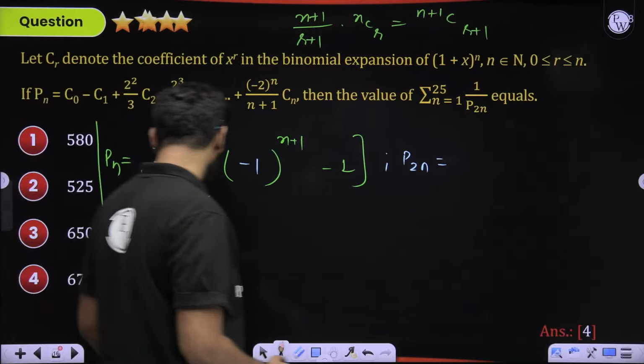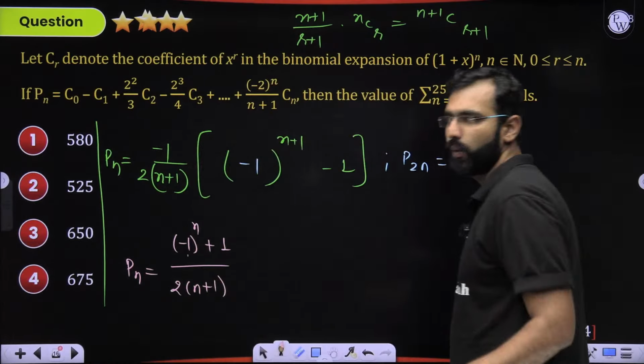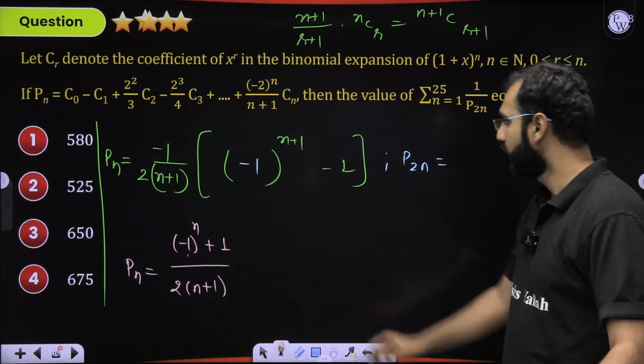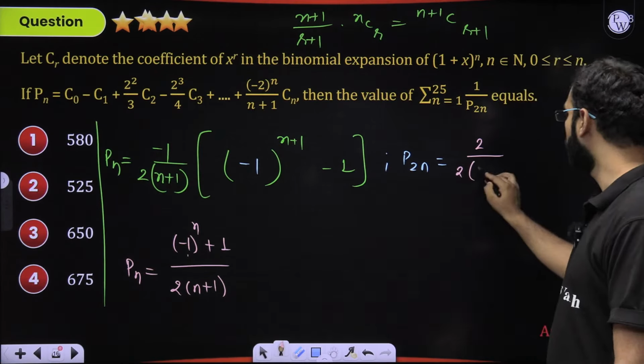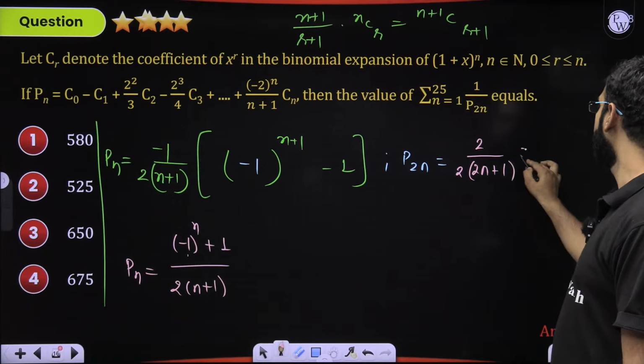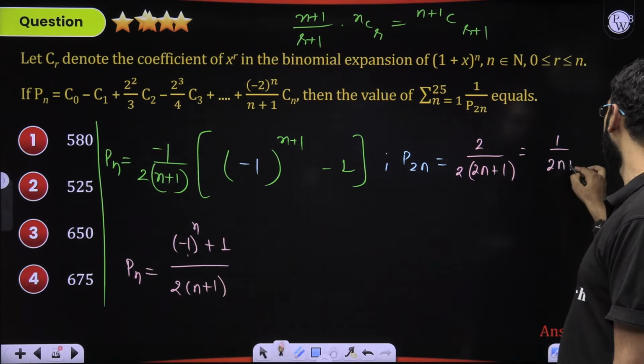But here, if I define P2n, it will be minus 1 to the power 2n. Minus 1 to the power 1 is 1. So 1 plus 1 is 2 in the numerator. This is 2 in the denominator. n is replaced by 2n, so it is 2n plus 1. That is 2 by 2, which is getting cancelled. So it is 1 by 2n plus 1.